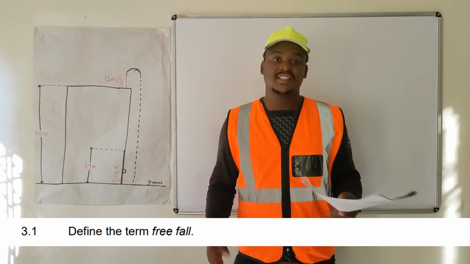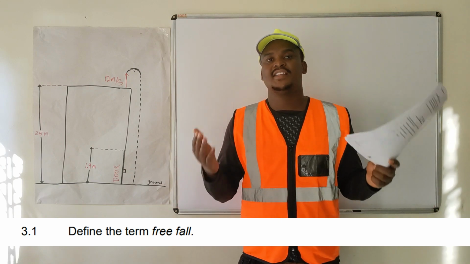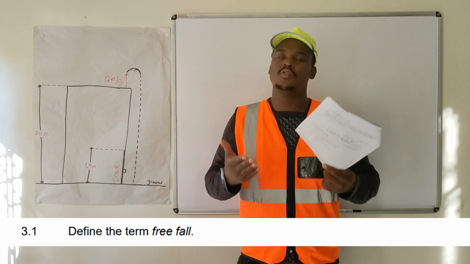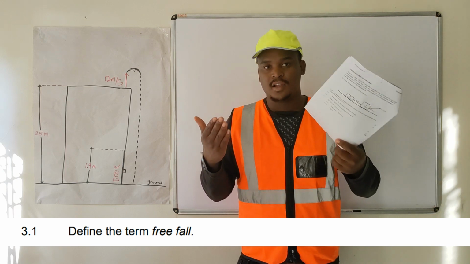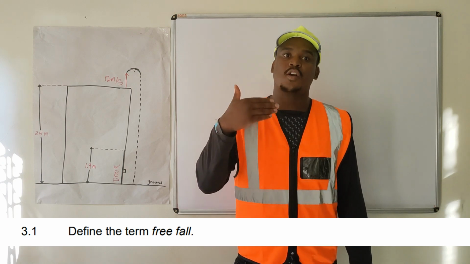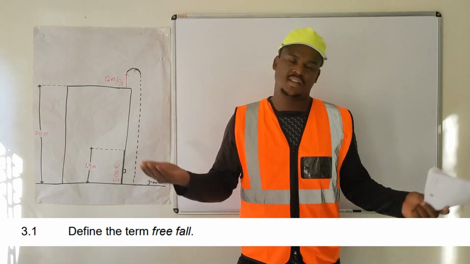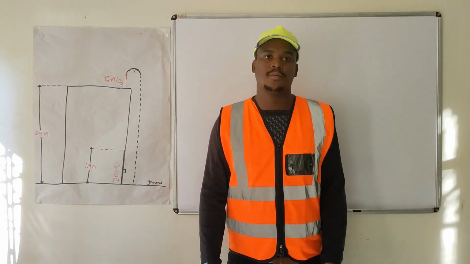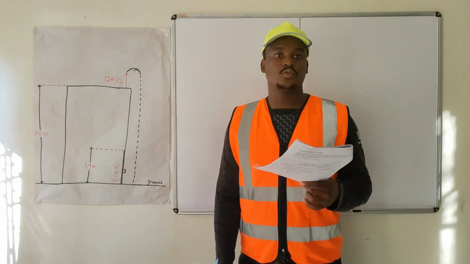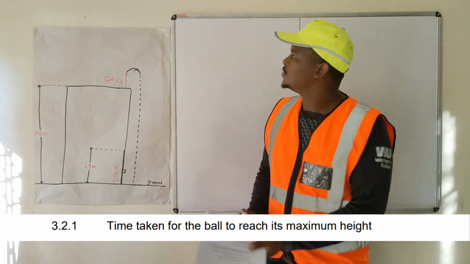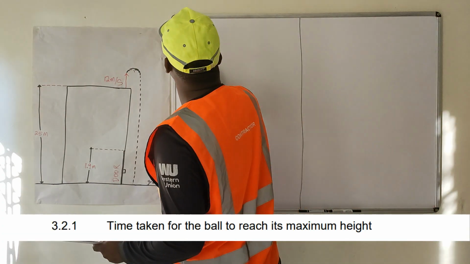So I'll say this term free fall refers to a motion in which gravitational force is the only influence or the cause of that motion. That's how I can define it. I don't think I will have to write it down. So let's go to 3.2. I'm not going to write that down. It's straightforward. So 3.2.